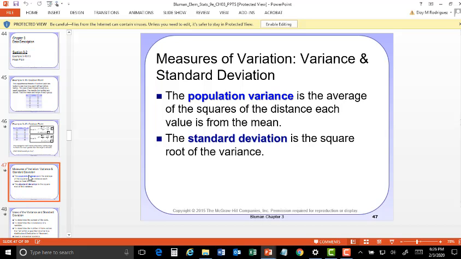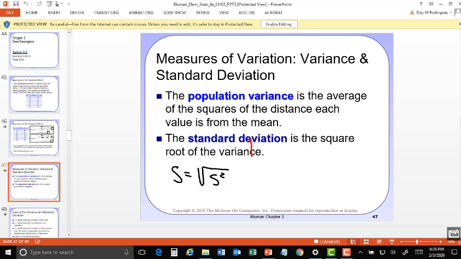Okay, and then the standard deviation, remember, is a square root. So all they're saying is that S is equal to the square root of S squared, and I have two copies of X. Are you with me? That's the distance.